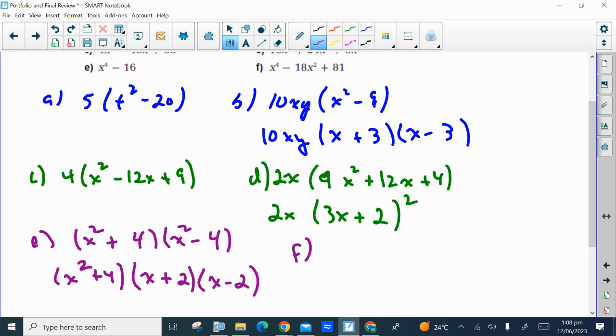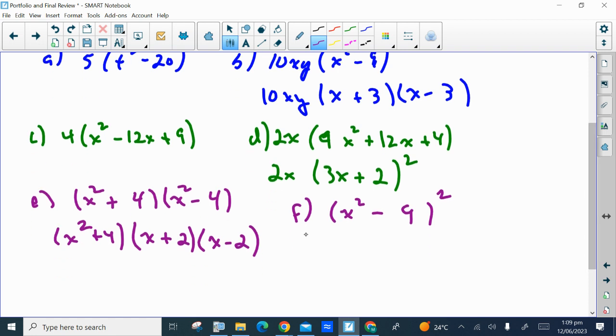Question F, when you look at that, again, the first and last terms are perfect squares, so it may be a perfect square trinomial. The square root of x to the 4th is x squared. The square root of 81 is 9. If you multiply these together and double, you do get 18x squared. And because it's a negative 18x squared, it'd be x squared minus 9, all squared. And x squared minus 9 is a difference of squares. It'll be x plus 3, x minus 3. Because the x squared minus 9 was all squared, so will the factors of it. There's your factors.